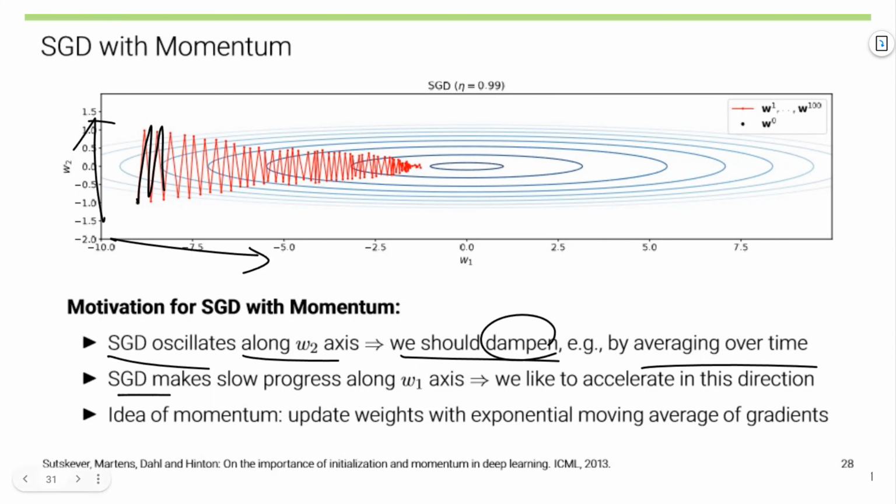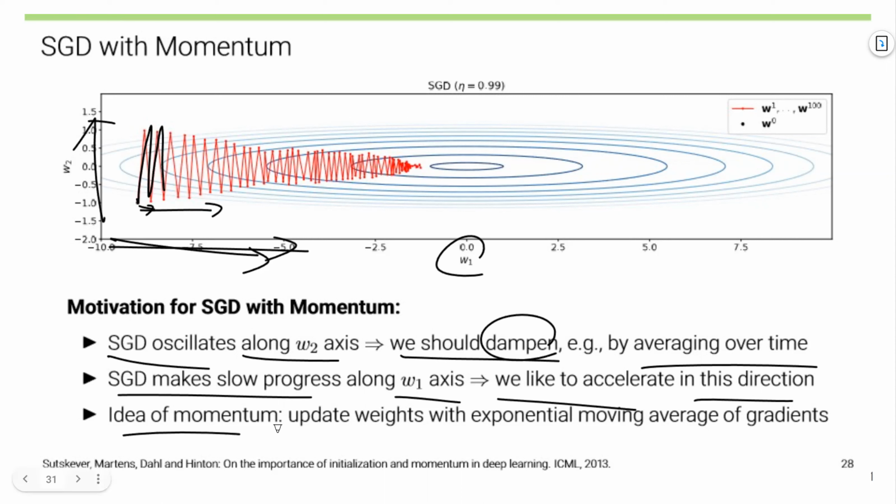And SGD makes slow progress along the W1 axis because this distribution is very large, even though we want to move this much, it is not a big step for W1. We would like to accelerate in this direction. The idea of momentum is updating weights with an exponential moving average of gradients. Let's talk about this in more detail.